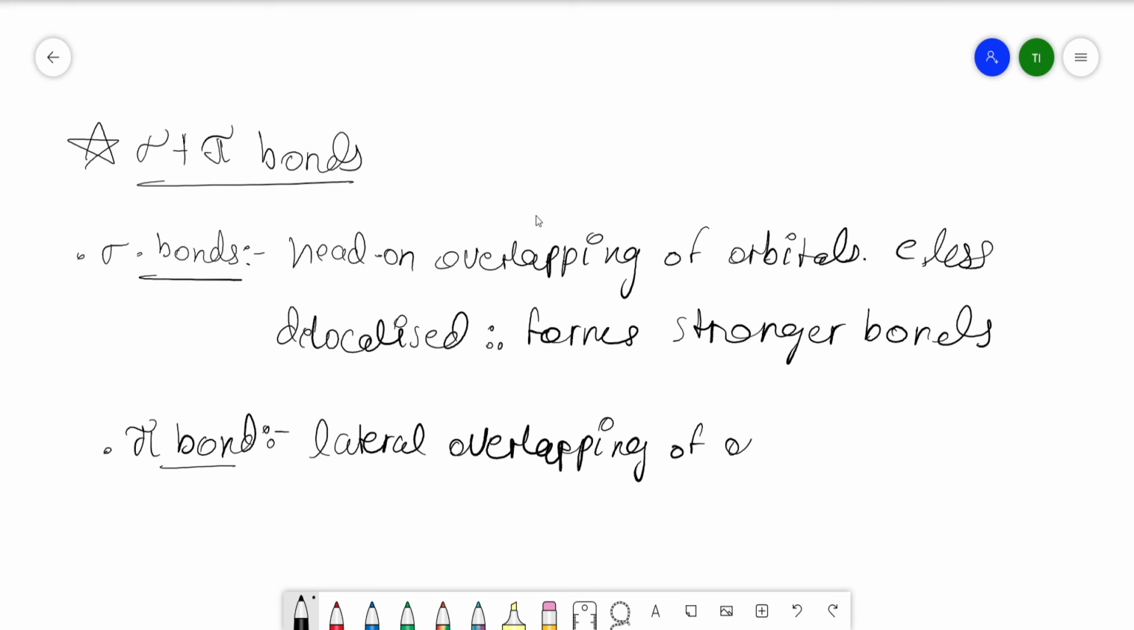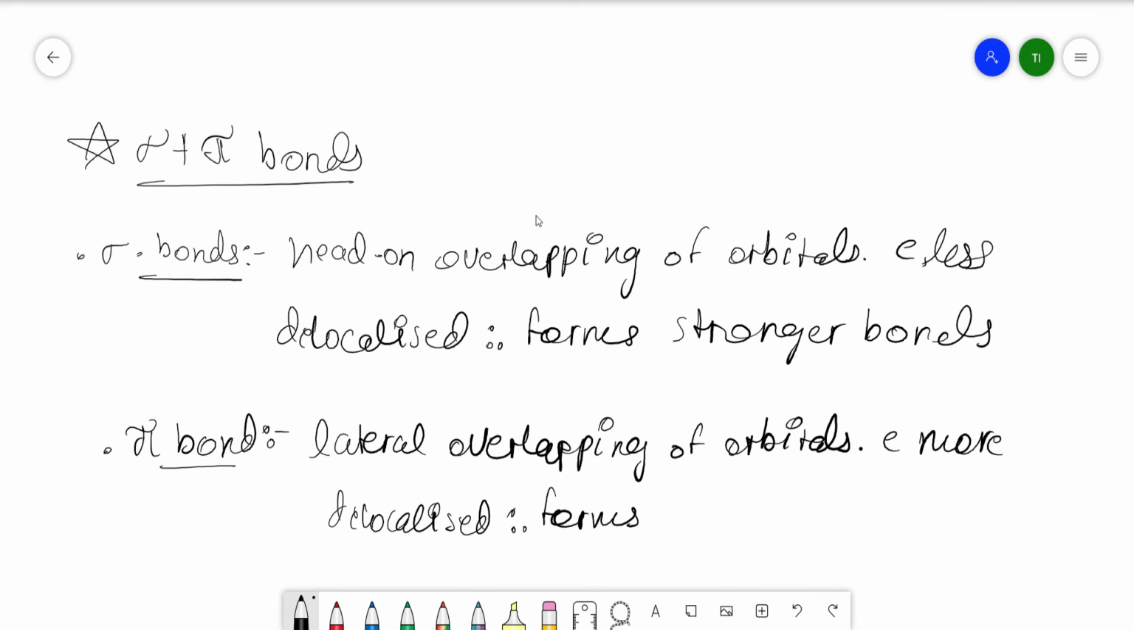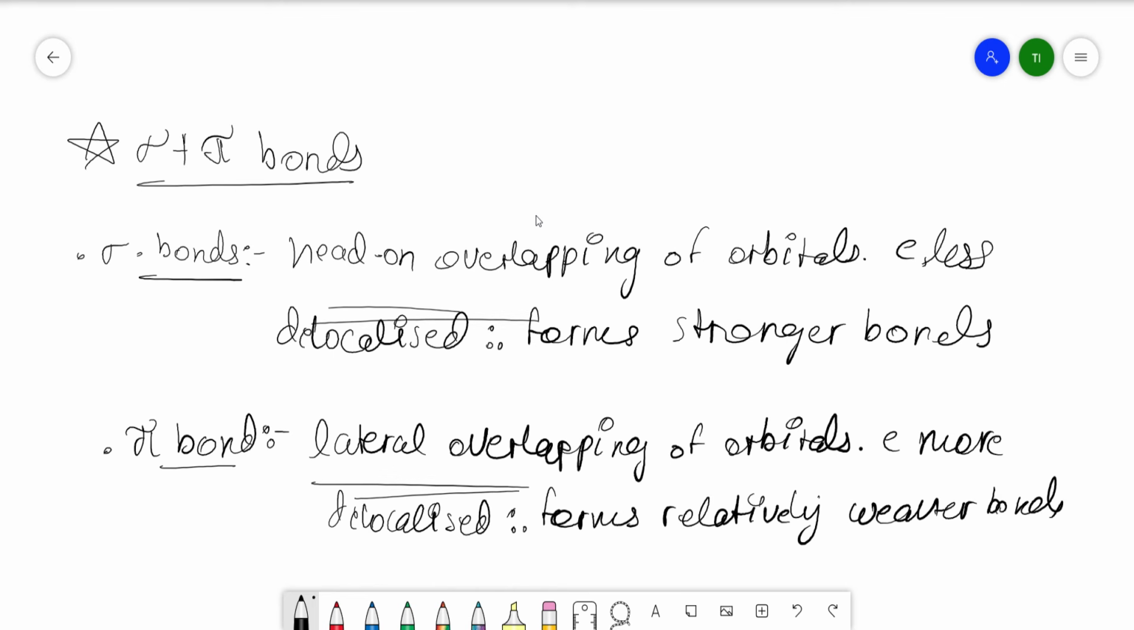of orbitals. Okay, electrons are more delocalized, therefore forming relatively weaker bonds. Okay, so these two are the definitions. It's best if you note it down because you might be asked. But them asking definitions for sigma and pi bonds is rare. If you just understand what it is, like the lateral overlapping and head-on overlapping, that's good enough.